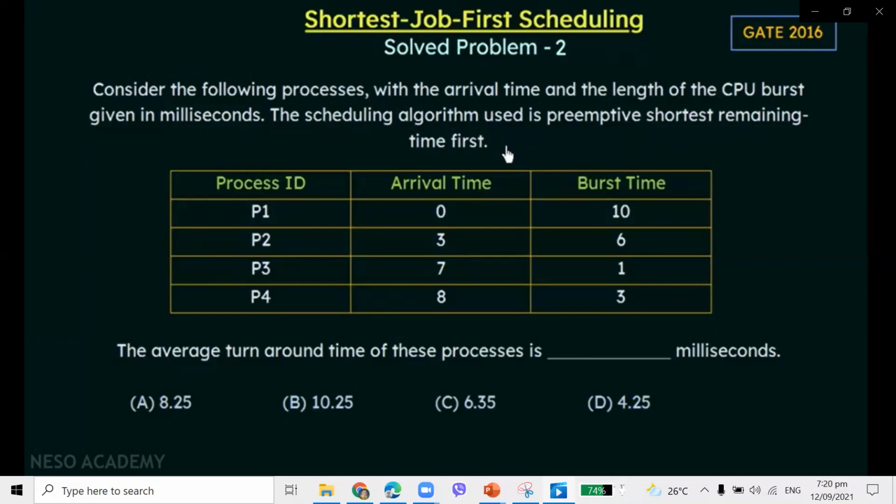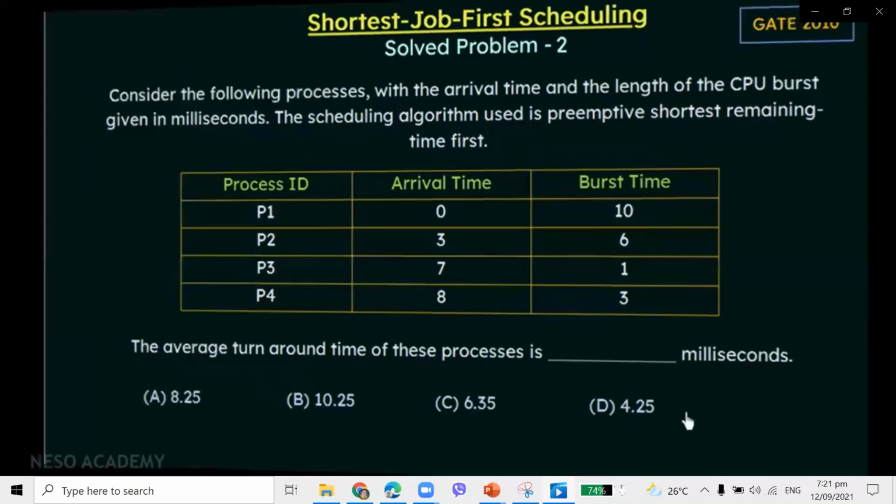So the main question that we have is we have to calculate the average turnaround time for this set of processes. So we have already discussed what is turnaround time. So we have to calculate the turnaround time for these 4 processes and we have to see what is the average turnaround time. And we have 4 options: A 8.25, B 10.25, C 6.35 and D 4.25. Alright, so let us see how we can solve this problem.